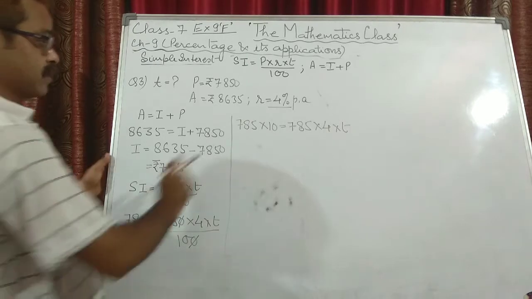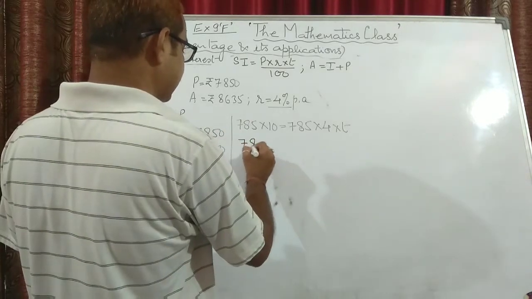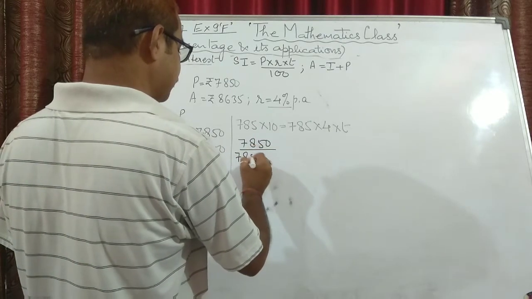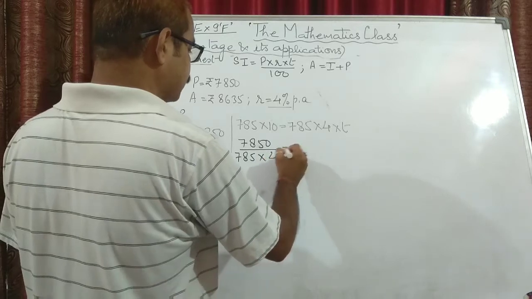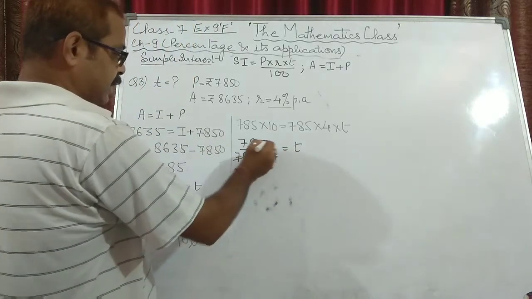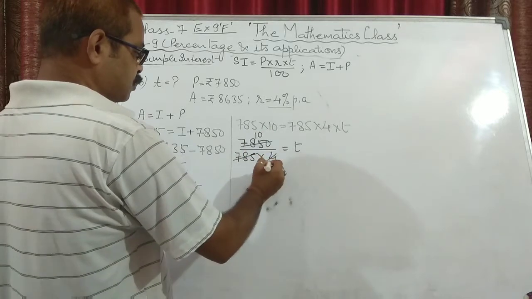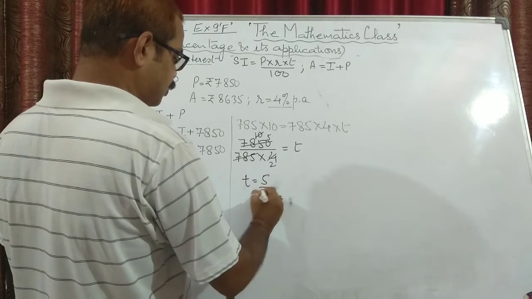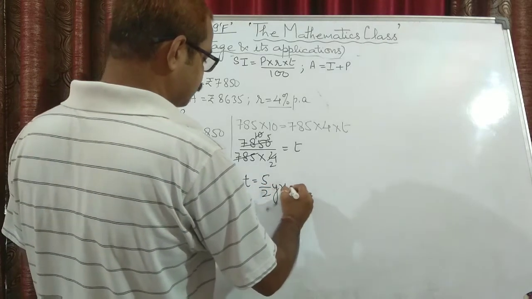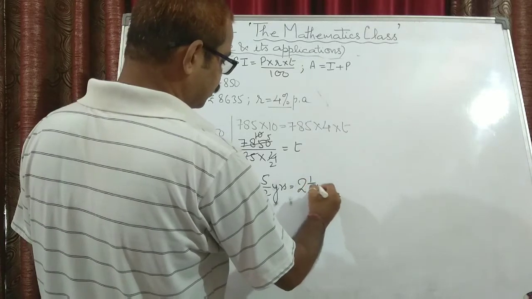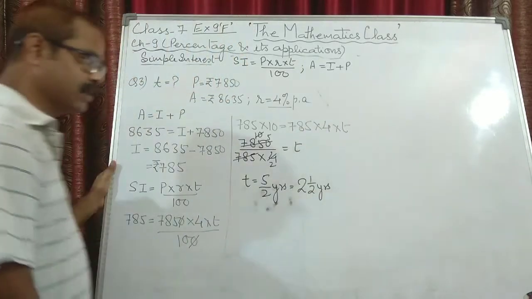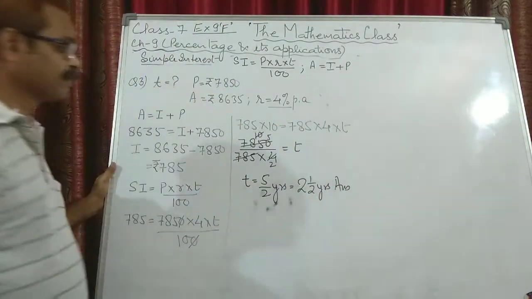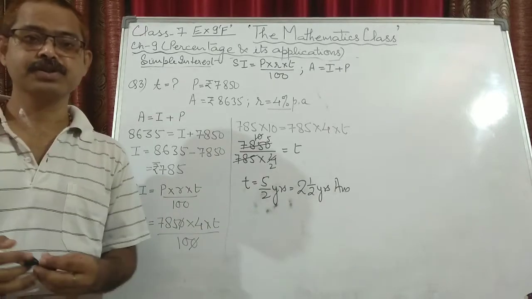What we did, we cross multiplied. This 10 is multiplied to 785. So we will get 7850 upon 785 into 4 is equal to T. You can see 785, 10 times is 7850. Now 2 2s are 4, 2 5s are 10. So time is equal to 5 upon 2 years. 5 upon 2 years means 2 whole and 1 upon 2 years, or 2.5 years, or 2 years and 6 months, whatever you can understand. This is your final answer. Now let's see what is there in the next question.